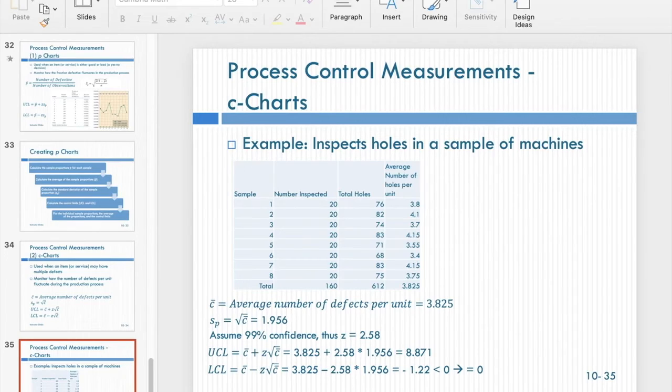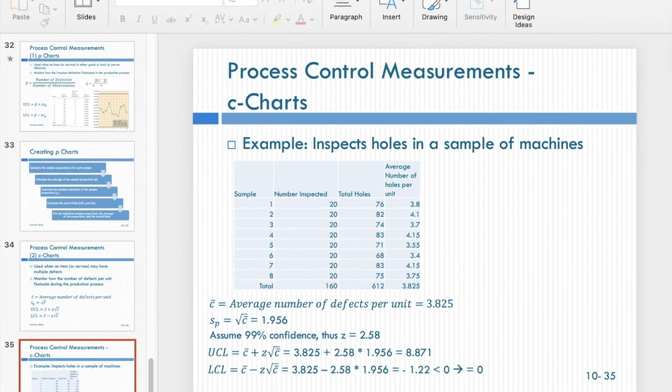And let's say you assume 99% confidence. Since you already went through the B stat, and we frequently use the Z table here, you may even remember that for 99% confidence, the corresponding Z is 2.58. Within this chart, the UCL is C bar plus Z times the square root of C bar. LCL is C bar minus Z times the square root of C bar. You plug everything into this equation. You see that the UCL is 8.871, and LCL is basically a negative number.